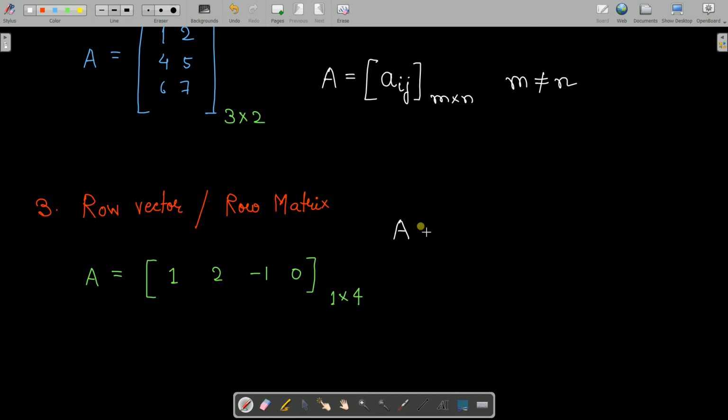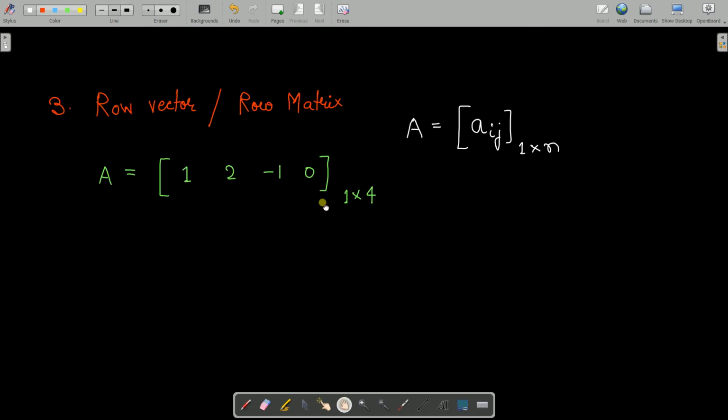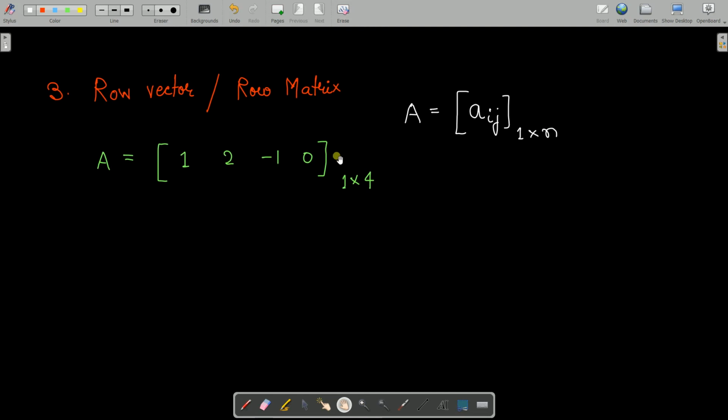How to represent it in the standard format? I'll be writing Aij, and the first subscript will always be 1, that is, the number of rows is always 1, and n could be anything, it doesn't matter at all. So I'll call this simply a row vector or a row matrix.